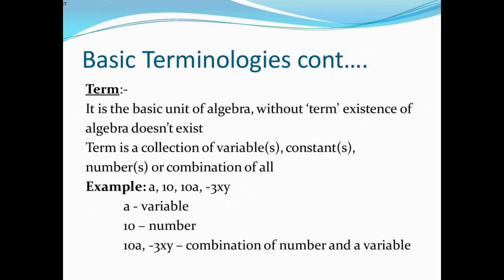Next terminology in the row is a term. What do you mean by term? A term is a basic unit of algebra. Without terms, algebra doesn't exist. Basically, a term is a collection of variables, constants, numbers or a combination of all. A few examples are listed. A is a variable, 10 is a number, 10a is a combination of a number and a variable. All are terms in polynomials.